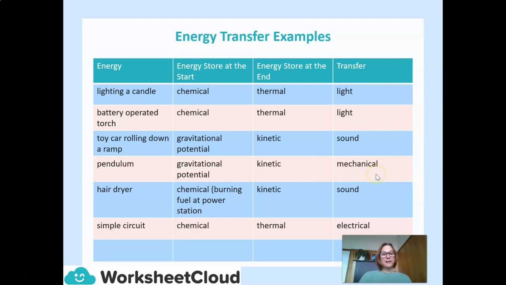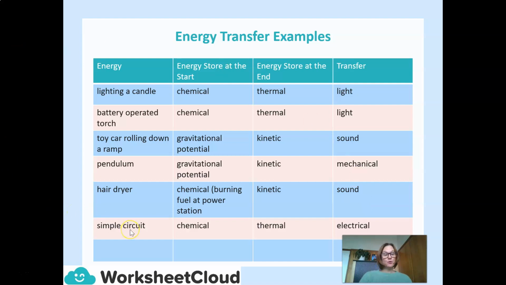Okay, right. Are you understanding the different systems? I hope so. A hairdryer: chemical energy, obviously from the fuel burning at the power station, the coal burning, coming into our mains electricity. This is kinetic energy, okay? Movement energy from the hairdryer inside the little motor that turns, and it is also transferring energy in the form of sound energy as we hear it.